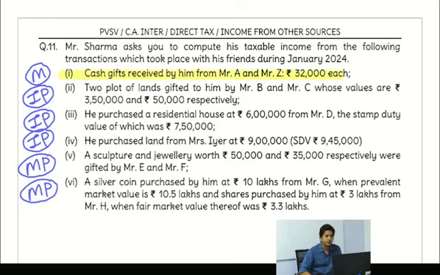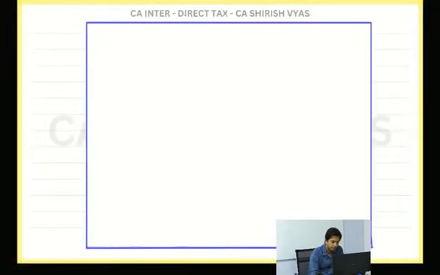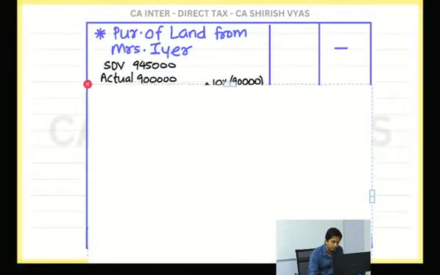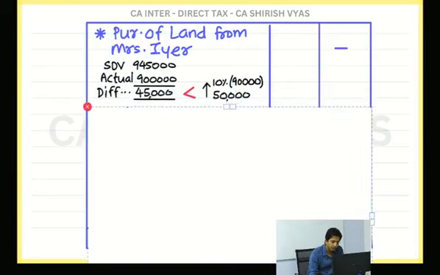See, you will notice one thing, if it is gift, that means no price. If they write purchase and frame a sentence, it's a case of low price. So, did you write purchase of land from Mrs. Iyer? And that working you have to show. Purchase of land from Mrs. Iyer.